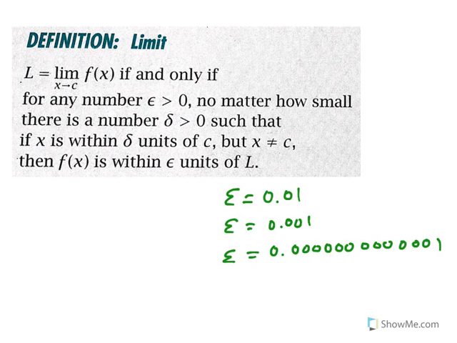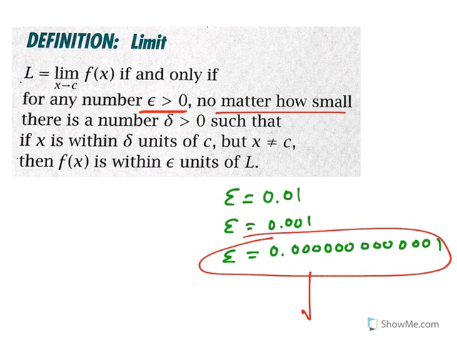So the limit of f of x as x approaches c is equal to L if and only if for any epsilon greater than 0, no matter how small, or even something smaller than that, you can always find a delta value greater than 0 such that if the input values for the function are within delta units of c, but not equal to c, then the output values will be within epsilon units of L. This is a mathematically precise way of stating the conceptual understanding that we developed in Lesson 1.